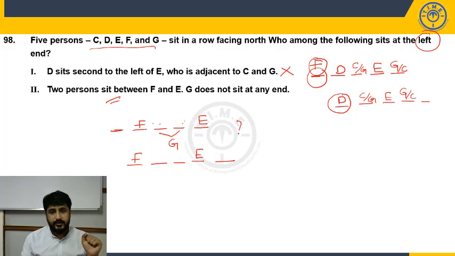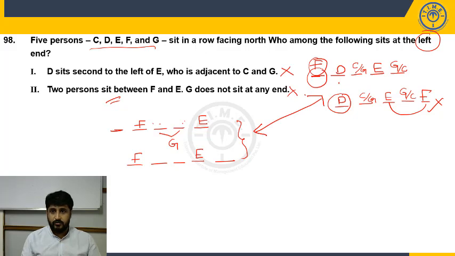Okay. Let's combine these two. There should be 2 people between F and E, where it is possible. Definitely in this case F is here. Between F and E we have only 1. So this case is not possible. So it means 2 alone is also not sufficient. Now we are combining the 1 and 2.